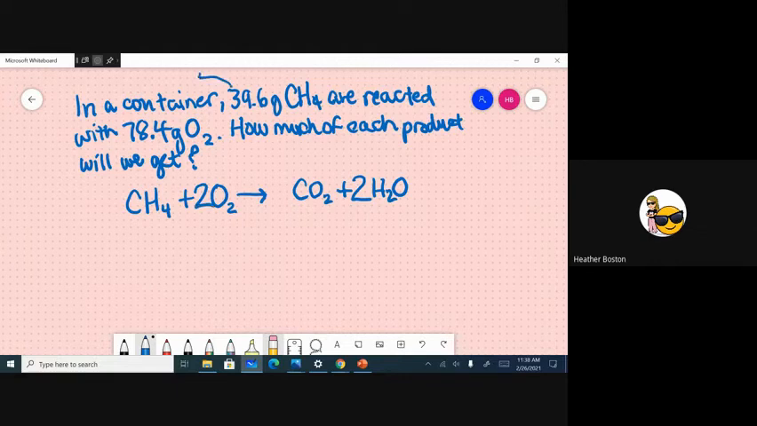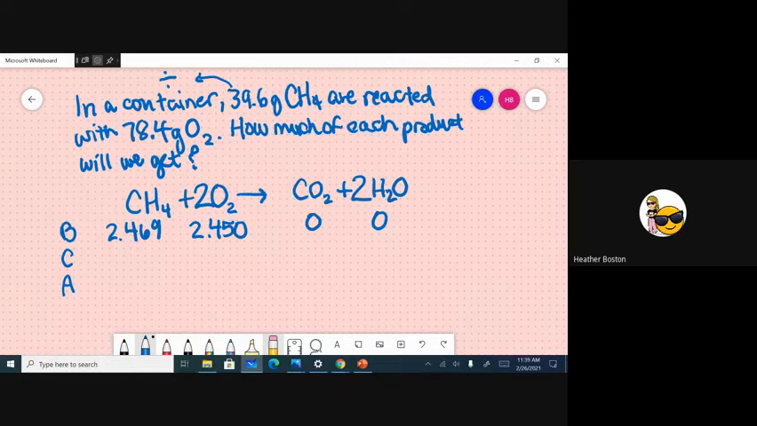Now, remember, to change grams to moles, we divide by the molar mass. So you take 39.6 and divide it by 16.042, and I will get 2.469 moles of methane. Oxygen's also given to us in grams, so we're going to say 78.4 grams divided by 32 grams per mole for oxygen gives us 2.45 moles. Before the reaction starts, we have no products.